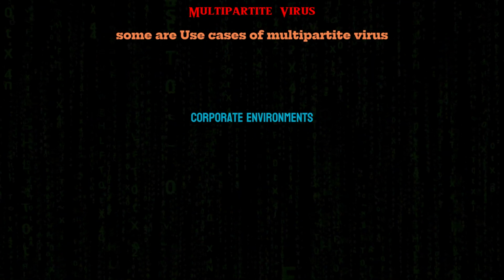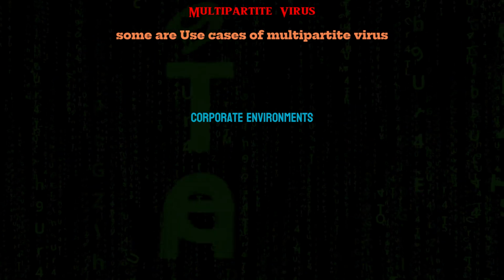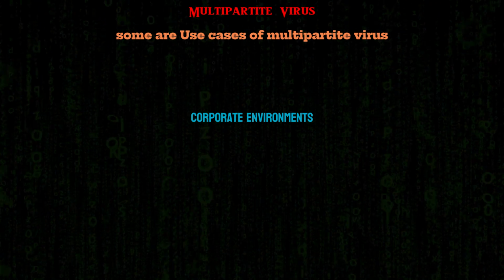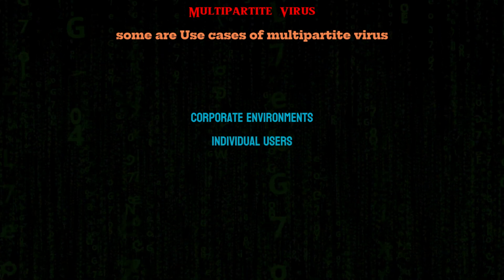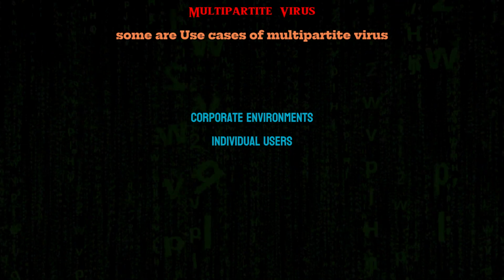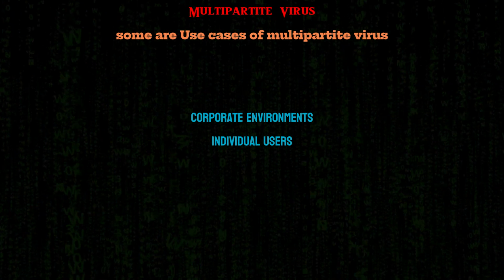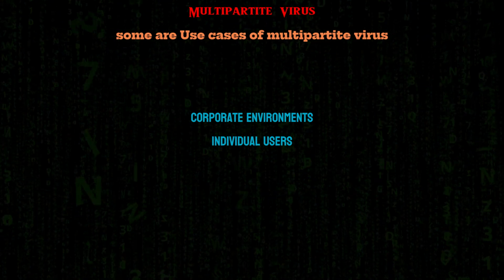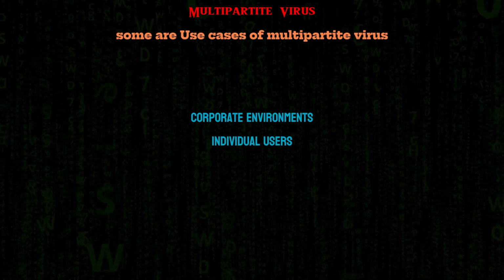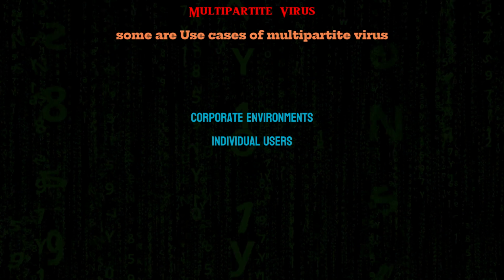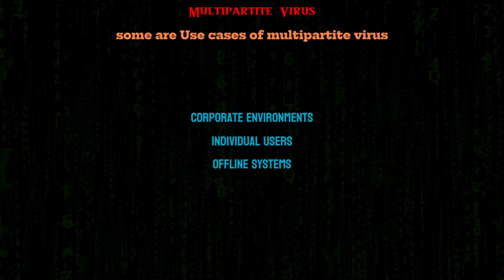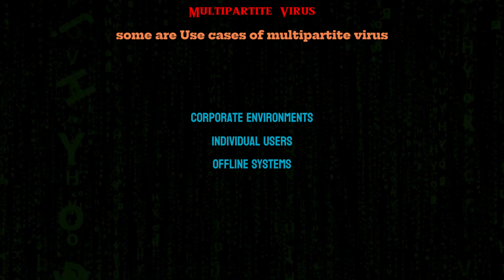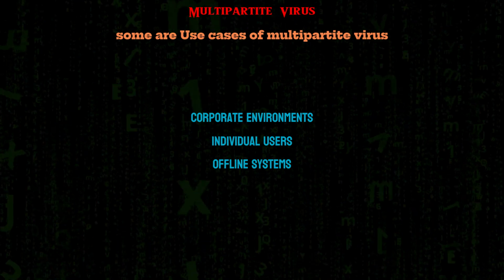Corporate environments. Multipartite malware can infiltrate networks through infected email attachments. It can compromise sensitive data and cause extensive financial damage. Individual users. Multipartite malware can stealthily infect a user's computer when distributed via malicious software downloads on the internet. That allows cybercriminals to gain unauthorized access to personal information and execute various cyber attacks. Offline systems. Using compromised USB drives, multipartite malware can endanger critical infrastructure or isolated networks by exploiting security vulnerabilities.